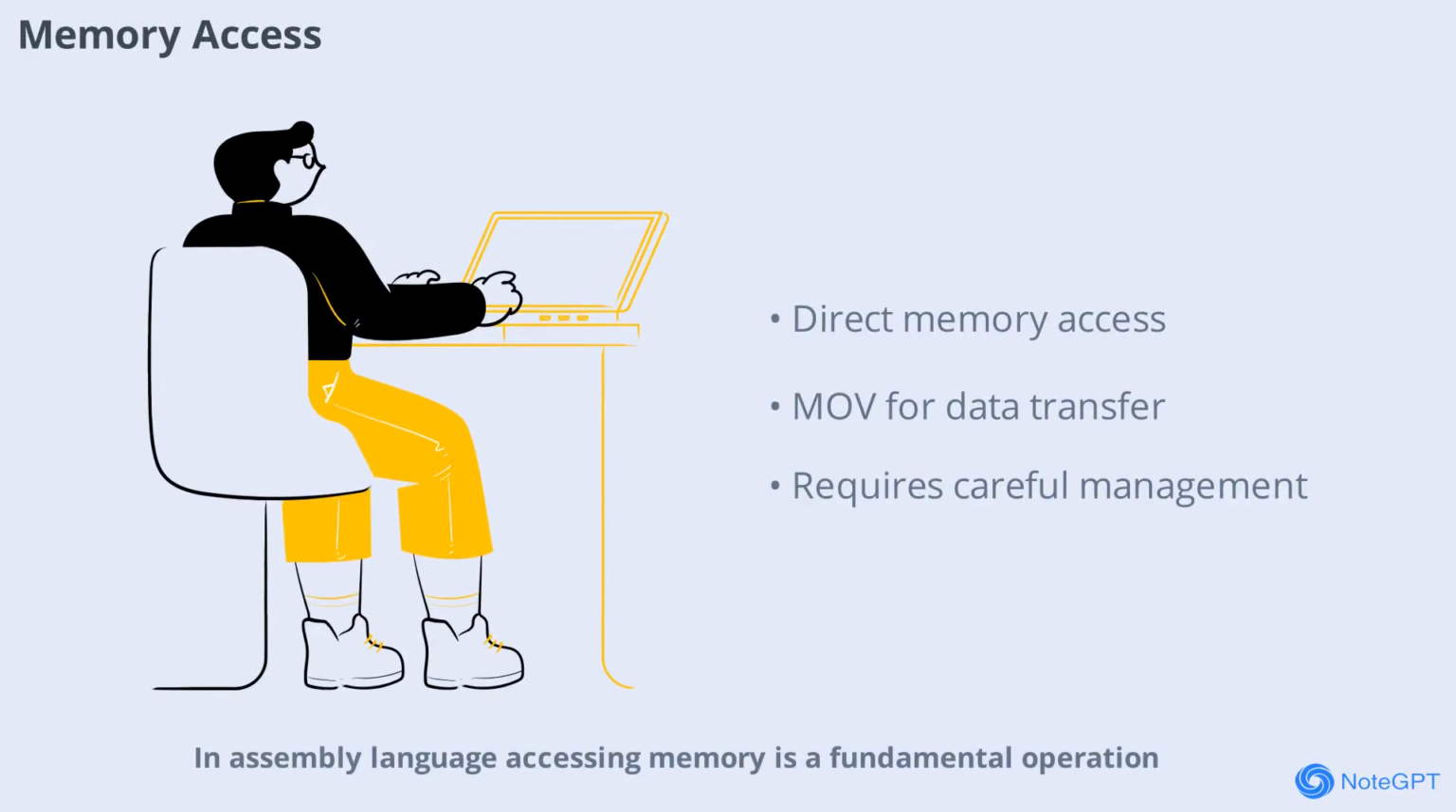In assembly language, accessing memory is a fundamental operation. Instructions like MOV can transfer data between registers and memory locations. Understanding how memory is organized and addressed is crucial for effective assembly programming. Programmers must manage memory carefully, as mistakes can lead to bugs or crashes. This level of control is both powerful and demanding, requiring attention to detail and a solid grasp of computer architecture.